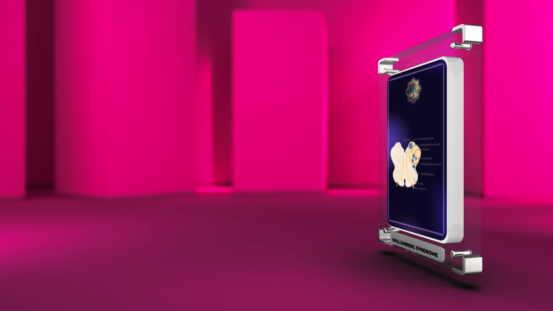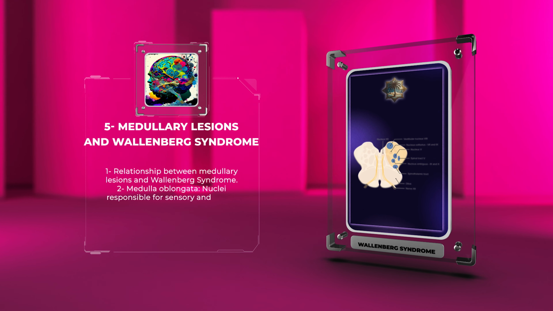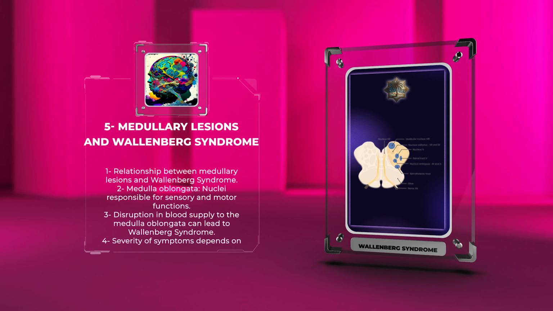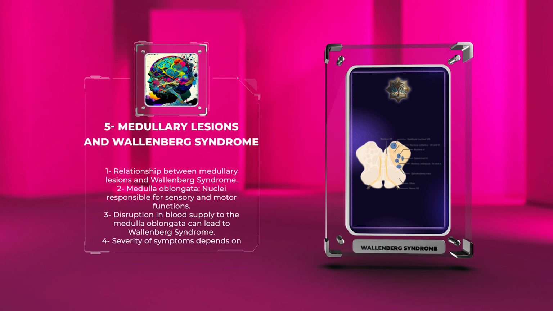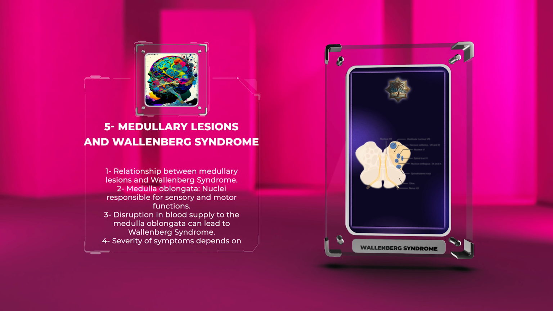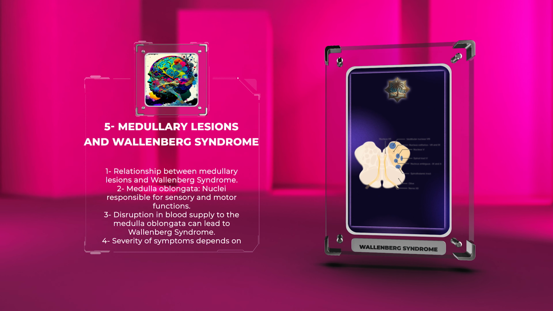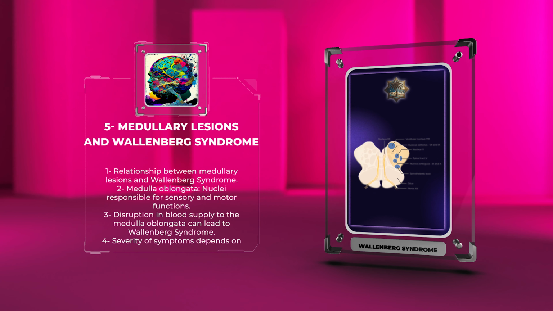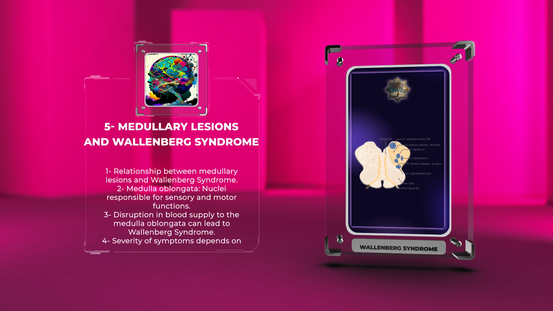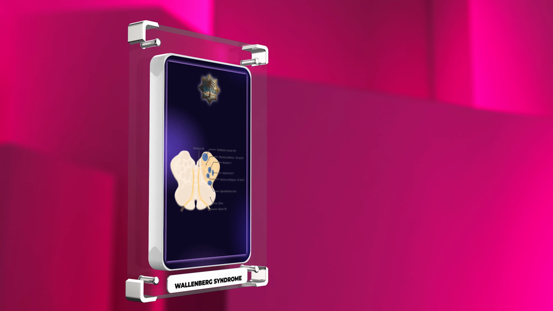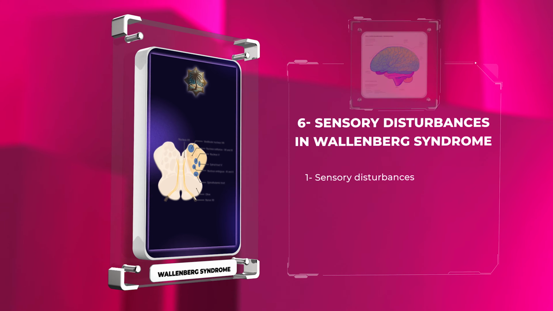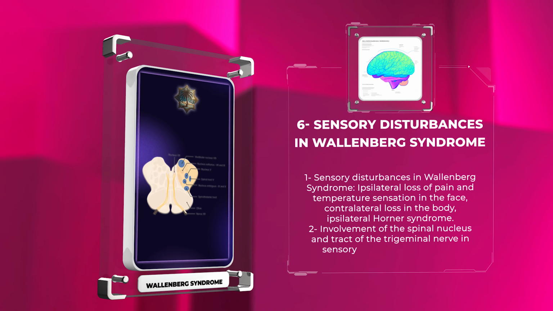Now, let us explore the relationship between medullary lesions and Wallenberg syndrome. The medulla oblongata contains various nuclei responsible for sensory and motor functions. Any disruption in blood supply to this area can lead to ischemia and subsequent dysfunction, resulting in the clinical manifestation of Wallenberg syndrome. The specific location and extent of the lesion play a crucial role in determining the severity of symptoms. In this section, we will discuss the sensory disturbances experienced by patients with Wallenberg syndrome.